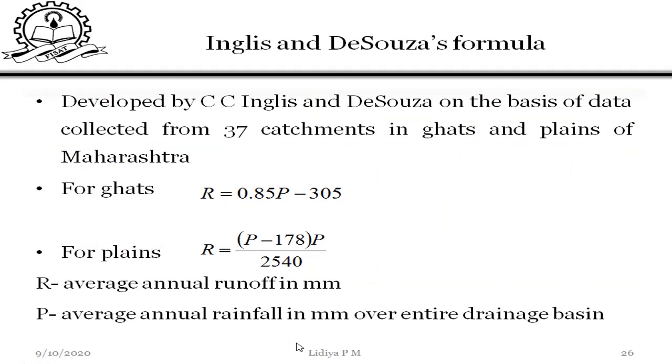The next one is Inglis and D'Souza's formula. This was developed by C.C. Inglis and D'Souza on the basis of data collected from 37 catchments in the Ghats and plains of Maharashtra. They developed a formula for Ghats: R is equal to 0.87 P minus 305, and for plains: R is equal to (P minus 178) into P divided by 2540, where R represents the average annual runoff in mm and P represents the average annual rainfall in mm over the entire drainage basin.